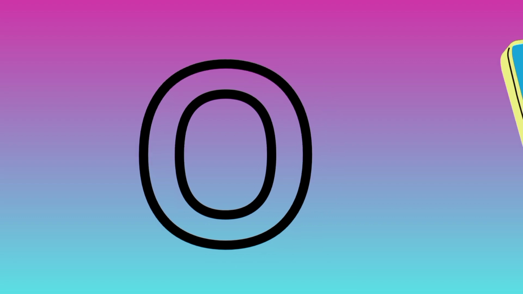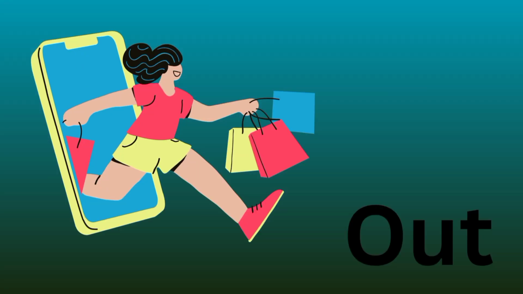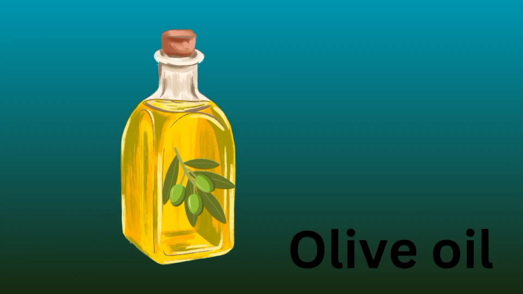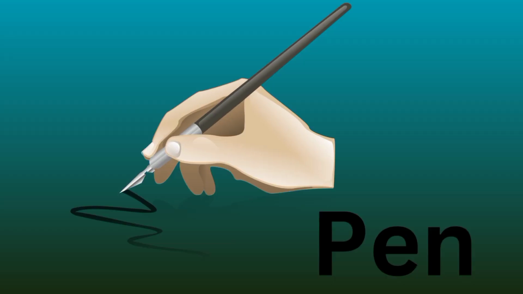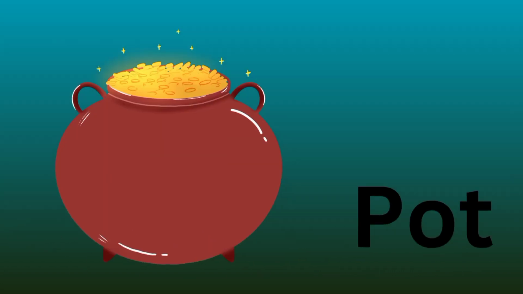Next, O. What is this? O for out. It means come out. O for olive oil. Next, P. P for pen. P for pot.